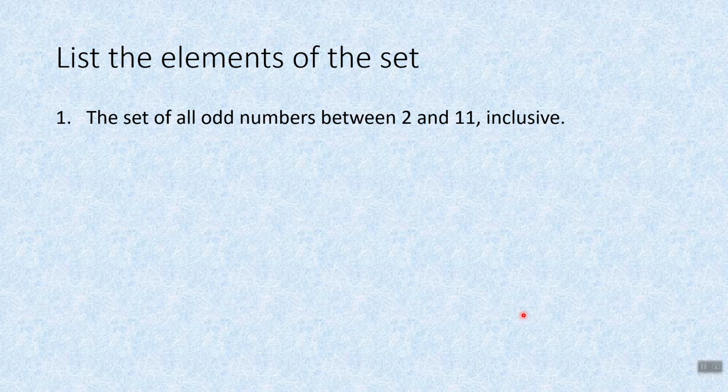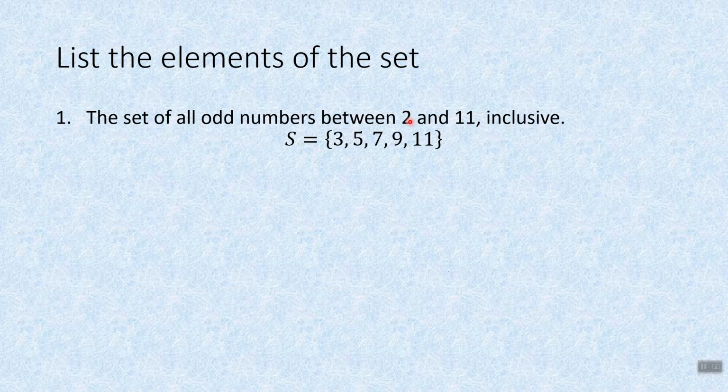So we know that a set consists of just a listing of all of its elements. So let's list some elements. Number one, the set of all odd numbers between 2 and 11 inclusive. Well, let's call this S. It's a set, and this set equals, with our braces here, odd numbers between 2 and 11 inclusive.